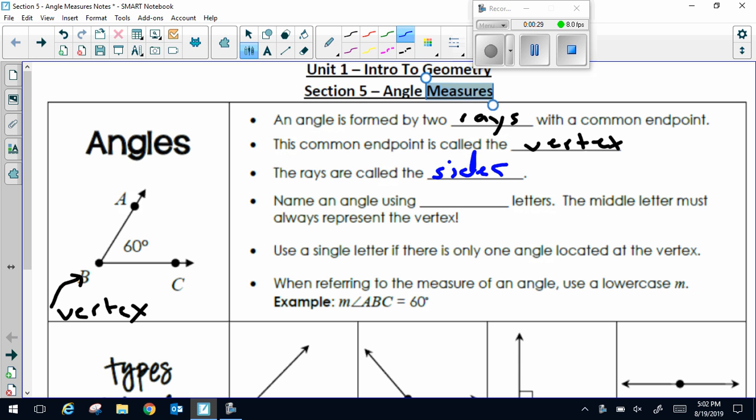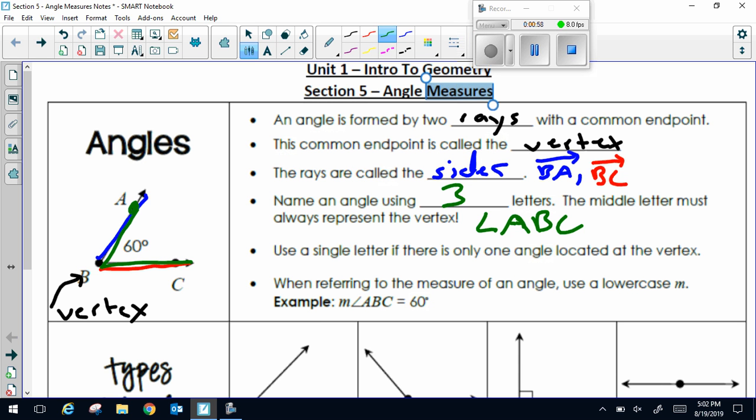When you're looking at this, you have this ray right here, ray BA, considered a side, and this ray here, ray BC, will also be considered a side. We usually name an angle by 3 points, so in this case it would be angle, and you always start with 1 point. I'm going to start here, so A, and it's kind of like connect the dots. You're going to go from A to B to C. Sometimes you can use a single letter. We don't use that often, but you can.